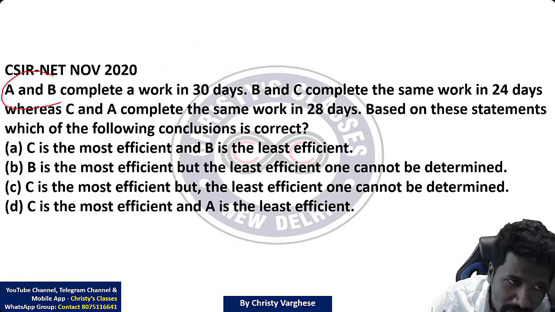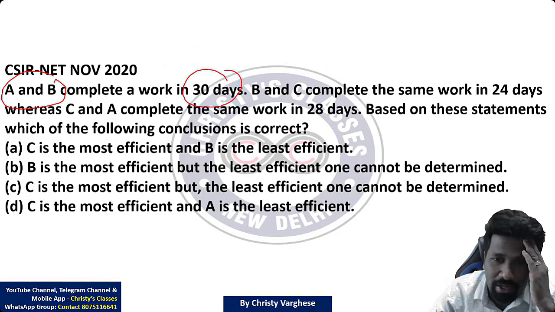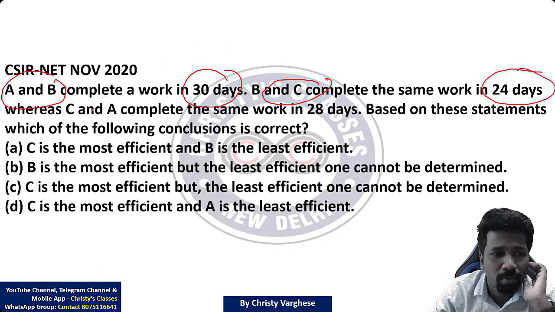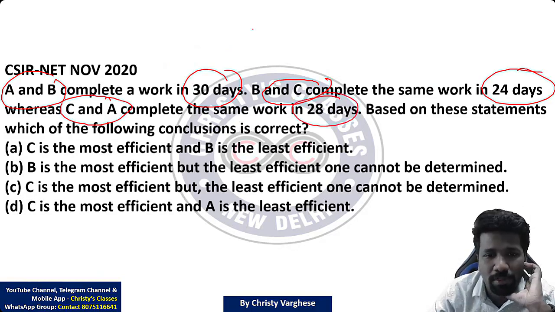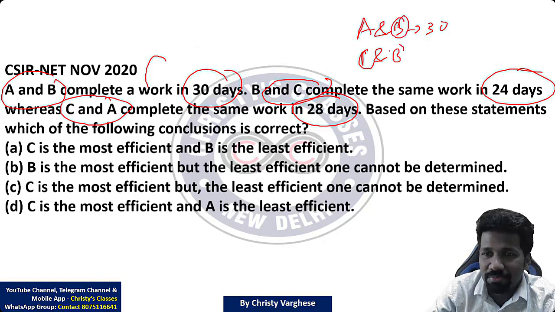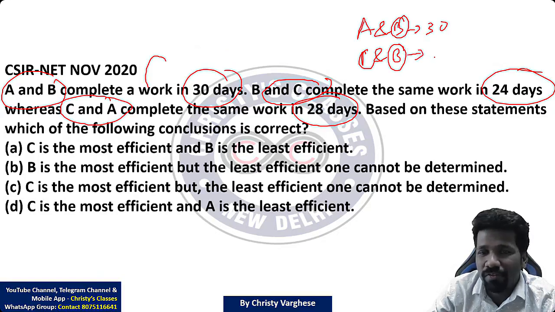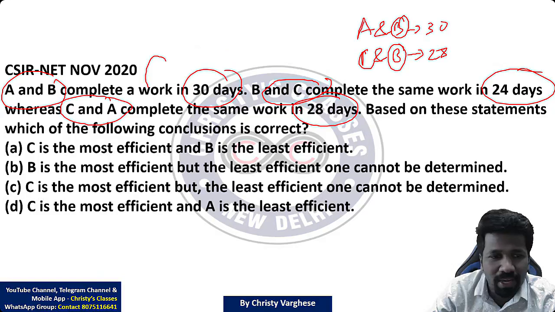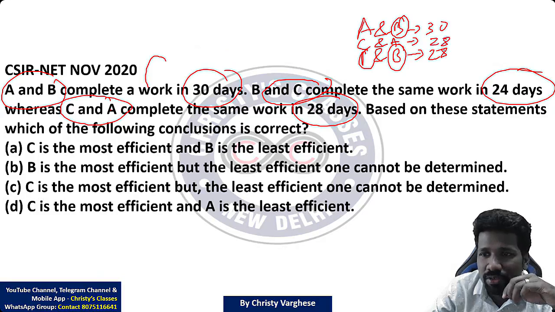A and B together 30 days में पूरा काम करेगा ना. B and C together 24 days में पूरा काम करेगा. C and A together 28 days में पूरा काम करेगा. Yeah, think that the work is eating the pizza as we imagined before. A and B के लिए 30 दिन लगेगा पूरा पिज्जा खाने के लिए. B and C के लिए, या C and B के लिए, C and B के लिए 24 days ही लगेगा. इसके बीच में C and A भी है. C and A के लिए 28 days लगेगा.